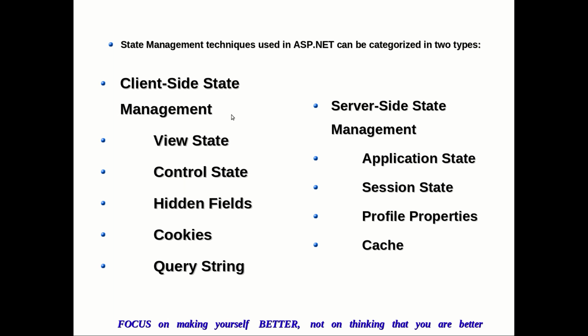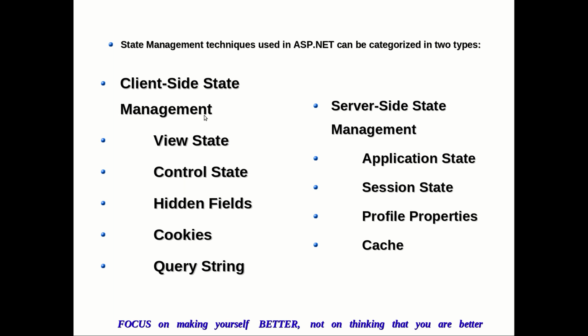So when you take the state management techniques for the client side management, you can use view state, control state, hidden fields, cookies or query string. Query string, I think all of you may remember in our web form demo, we have seen how the query string can be used to access the values from one web page to another web page. Or I can put it this way, the query strings are used for transferring data from one web page to another web page. This we have already seen in our demo program.